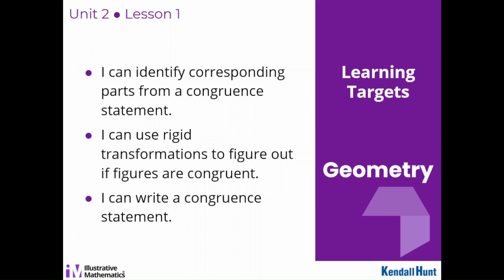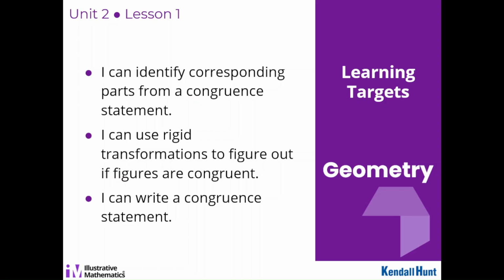Learning target number 2 says I can use rigid transformations to figure out if figures are congruent. So this means you understand that translations are moving it up, down, left, or right. You understand that rotations can be clockwise or counterclockwise. And you understand that reflection has a line of reflection that the shape is flipped over. And now, understanding those 3 rigid transformations, you can determine, can I use those 3 transformation types to go from the original to the image? And do you understand that if you can, then you can say that those figures are congruent? And if you can look at them and say, no, it's not possible for me to use those 3 rigid transformations to turn the original into the image, then you know that they are not congruent.